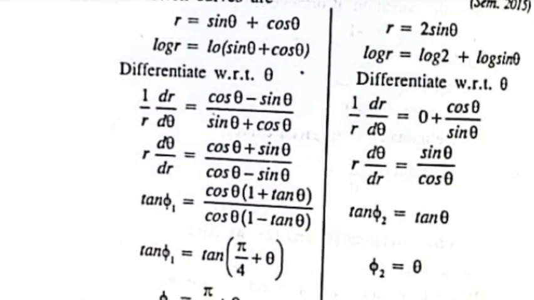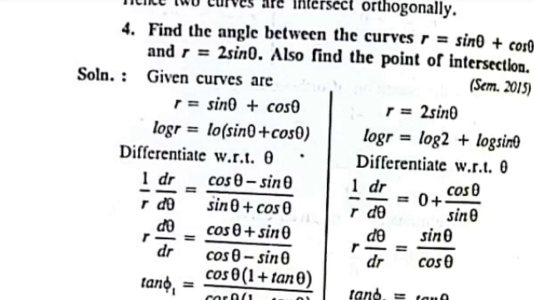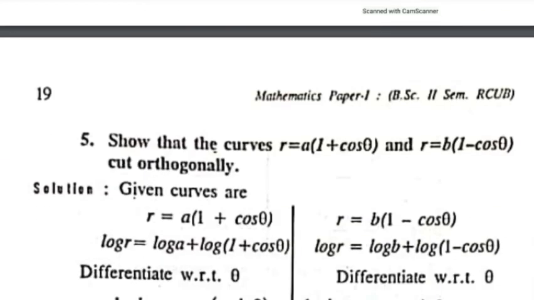So now we have to find the angle between the two curves. So α is the absolute value of φ1 − φ2. φ1 is π/4 + θ, minus φ2 which is θ. θ gets cancelled, and α is equal to π/4. So this is the angle between the two curves r = sin θ + cos θ and r = 2 sin θ. This is how we find the angle of intersection of two curves, and also we show that the two curves cut orthogonally.